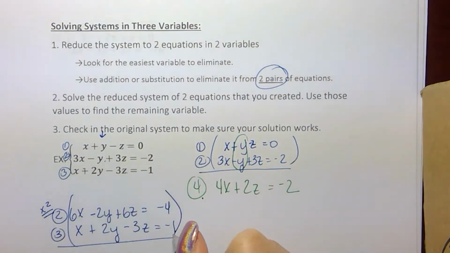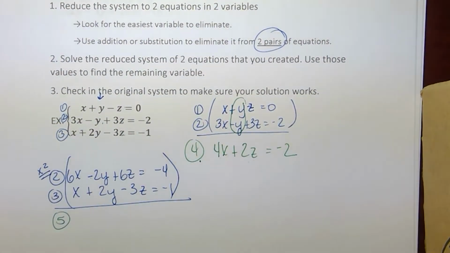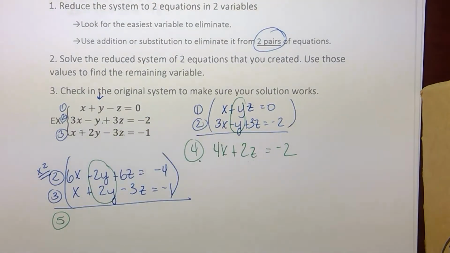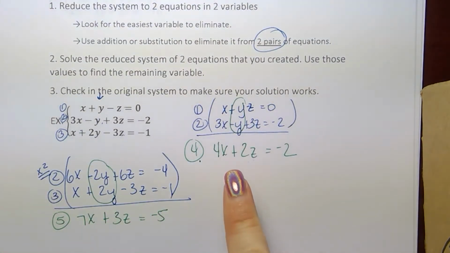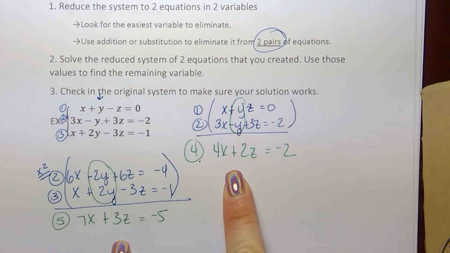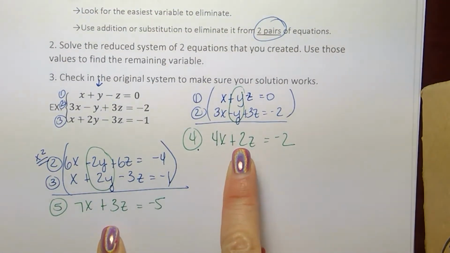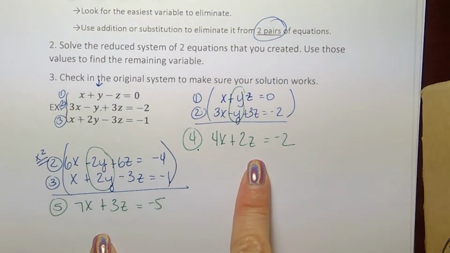All right, I'm going to add those two together, and when I add them together, I'm creating a fifth equation, and it's going to have no y variable. That was my goal. So I get 7x plus 3z equals negative 5 as my fifth equation. You see, equations 4 and 5 are just in terms of x and z. We know how to solve equations with 2 variables. So I have a reduced system of 2 equations and 2 variables, and this is what I'm looking at to solve. I have a choice now. I can use either substitution or addition. Substitution is going to give me fractions, so we're just going to use addition.